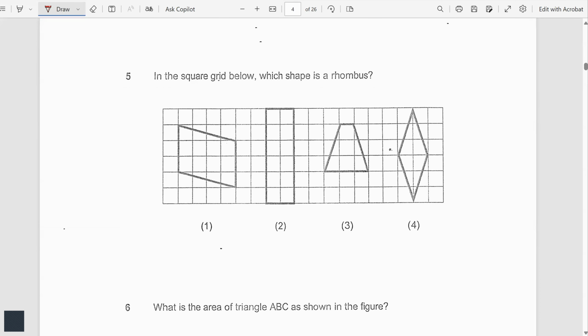Question 5. In the square grid below, which shape is a rhombus? What's so special about rhombus? Rhombus has 4 equal sides, two pairs of parallel lines. From the first one, you don't have 4 equal sides. Then the second one's a rectangle, third one's a trapezium. The last one is a rhombus because you do have 4 equal sides and they are parallel. Opposite sides are parallel. So answer 4.